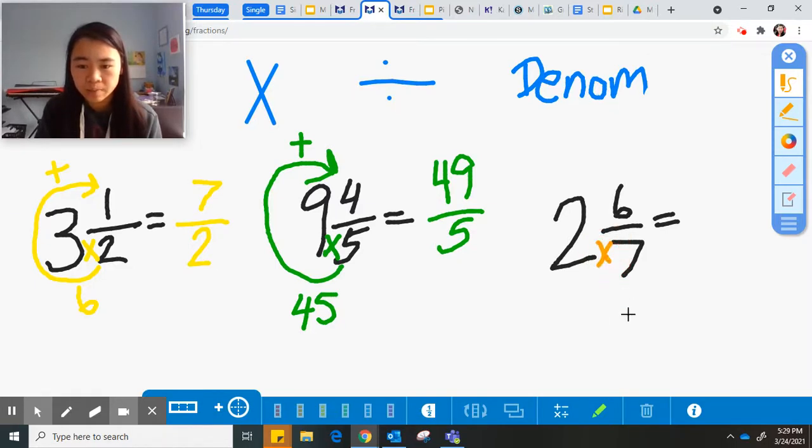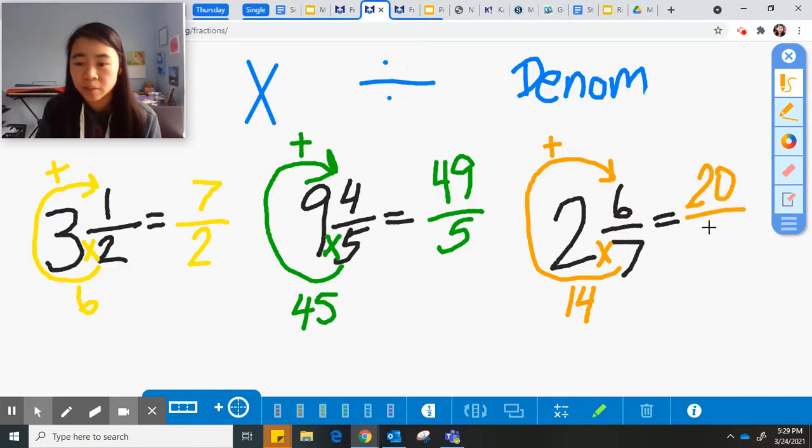2 times 7 is 14, and then we're going to do this around the world and add the 6. So 14 plus 6 is 20. We're going to keep our denominator the same. Okay? So this is our around the world. It's the same for every single conversion between a mixed number into an improper fraction. You're going to do the exact same steps. Doesn't matter what the numbers are.